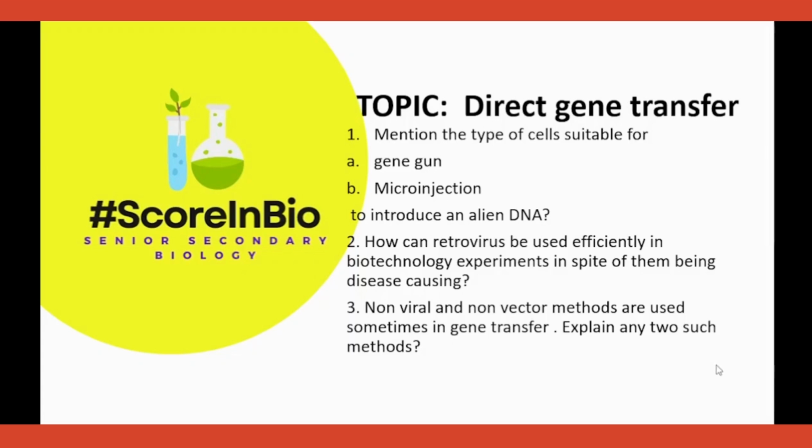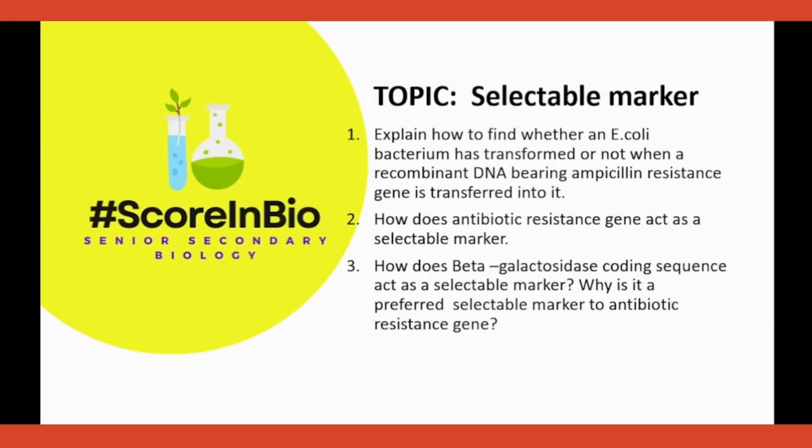How can retroviruses be used efficiently in biotechnology experiments in spite of them being disease causing? So what is the key word here? Disarm. Disarming the bacteriophage you had learned. Here you are writing disarming the retrovirus. The next question: non-viral and non-vector methods are used sometimes in gene transfer. What are they otherwise called? They are otherwise called the direct gene transfer methods, which are microinjection, gene gun, etc. Electroporation, and so on. Okay. So any two you can write.